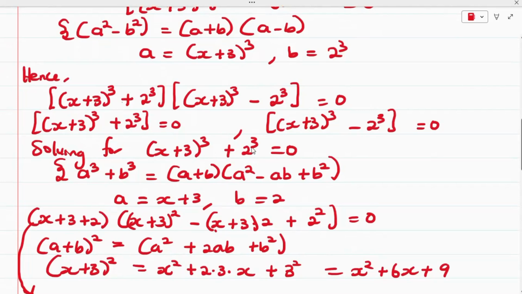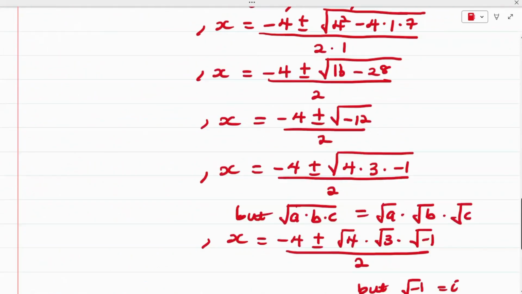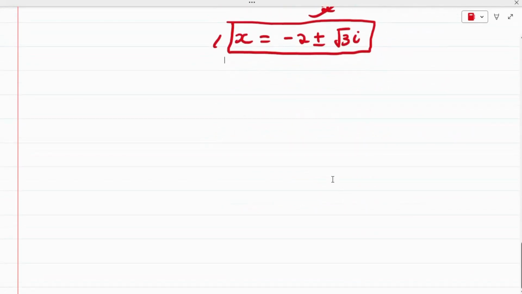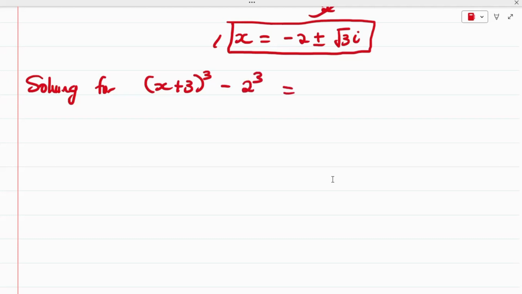Which is (x + 3)³ + 2³ = 0. So let's now solve for (x + 3)³ − 2³ = 0. I'm going to write this right here and say solving for (x + 3)³ − 2³ = 0.